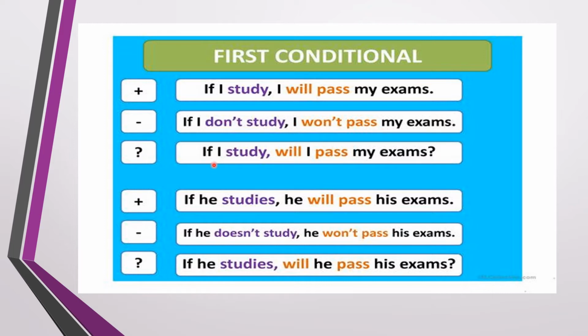The third example, which is in the interrogative form، جملة استفهامية. If I study, will I pass my exams? If plus the subject I, present simple tense, comma, will plus subject plus base verb and the complement of the question and the question mark.